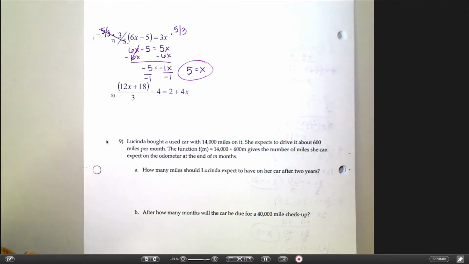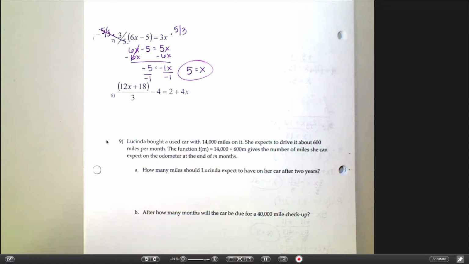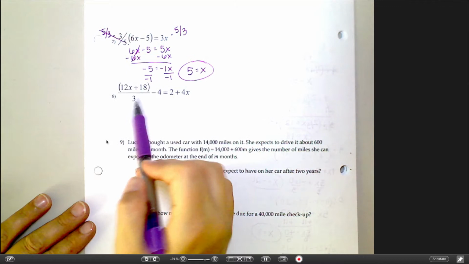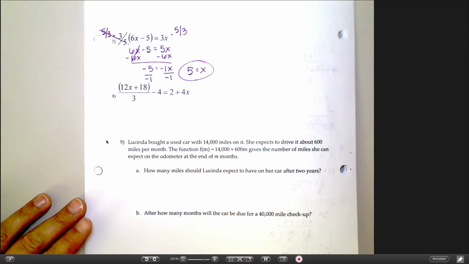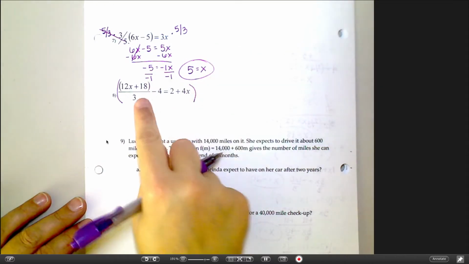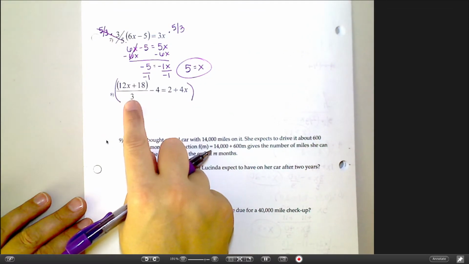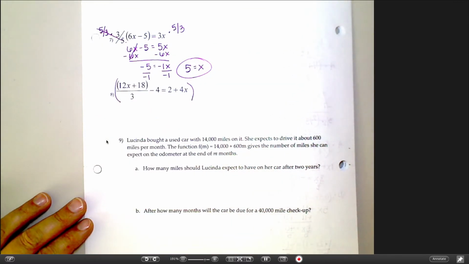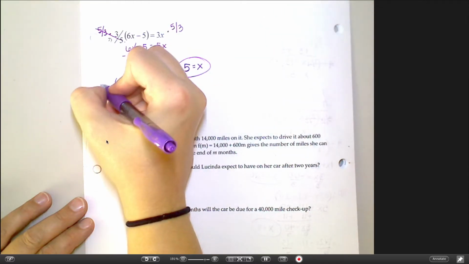All right, number 8. Number 8's a little messy. What I would do in this one, and sometimes you'll see ones that are even uglier than this, where you have multiple fractions in the problem, I would find a number to multiply that would cancel out the bottom of that fraction. So what could I multiply this whole equation by right off the bat that would get rid of that divided by 3? 3.